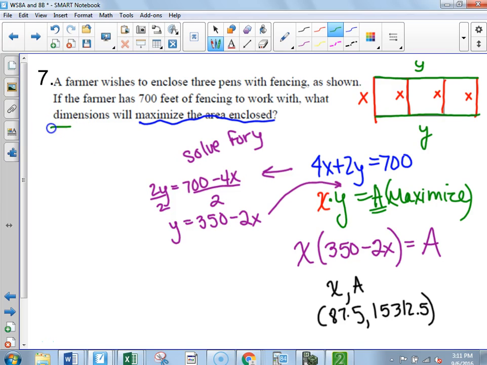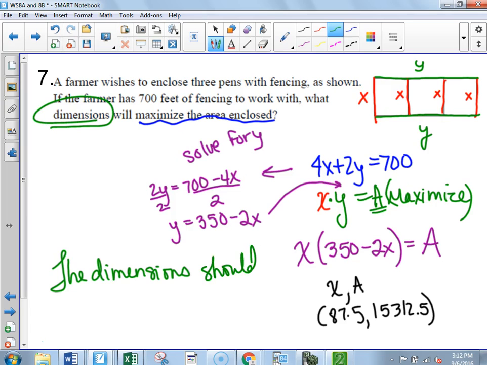It says, what are the dimensions? So this dimension should be how much? By what, though? This is where everybody got really confused earlier today. This dimension is not 87.5. We got to find y. Where can we find y? How about right here?